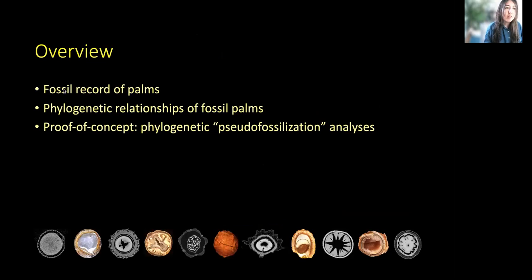I'll start by talking briefly about the fossil record of palms and why we decided to study living palm fruits. I'll show you the results of some of our phylogenetic analyses of fossil palms. And finally, I'll summarize some of our proof of concept work that we did to demonstrate that these relationships are probably pretty accurate.